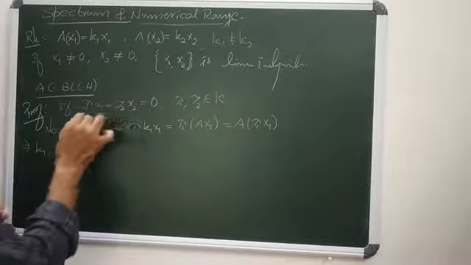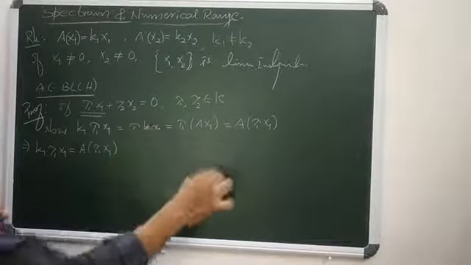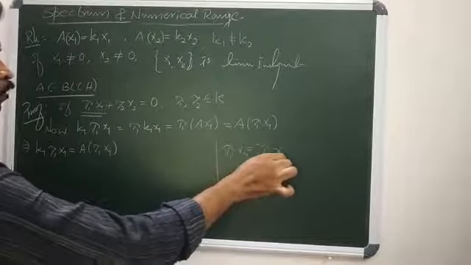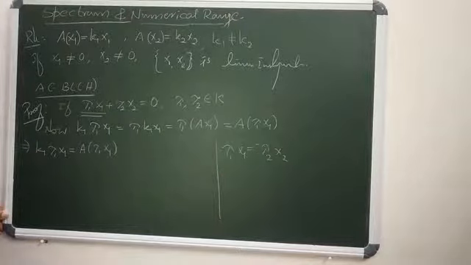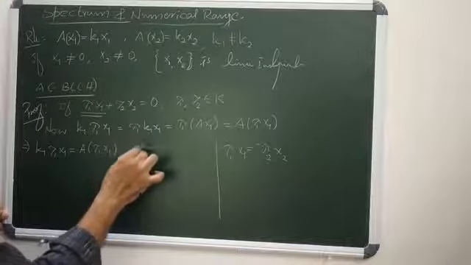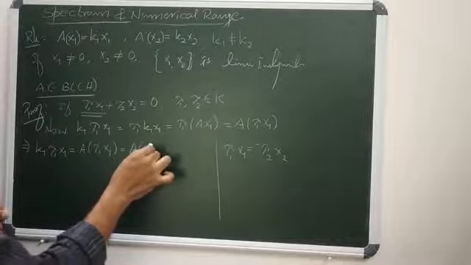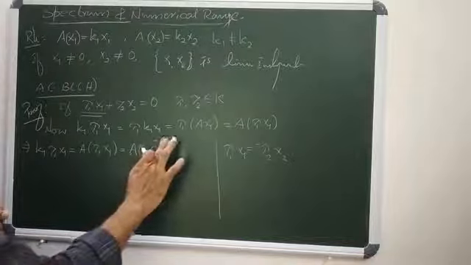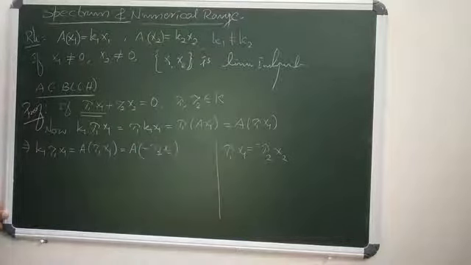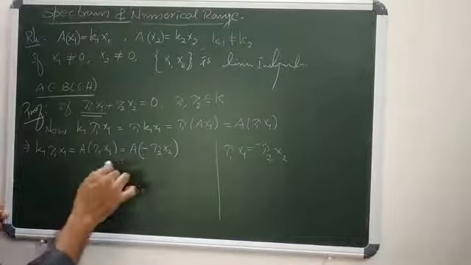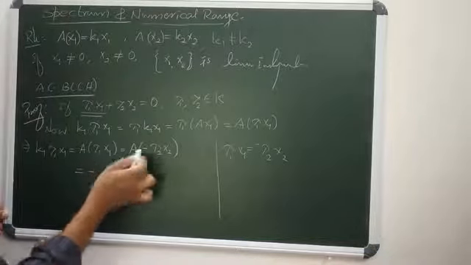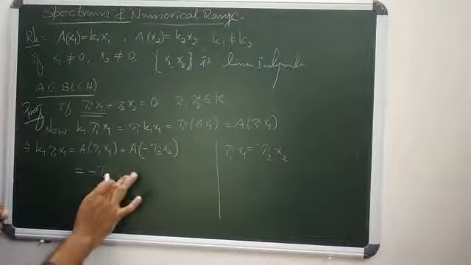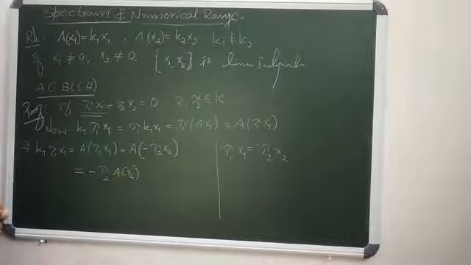But from here, what is lambda 1 x1? Lambda 1 x1 equals minus lambda 2 x2 from here. So this equals A of minus lambda 2 x2, which equals minus lambda 2 into A x2. Why? Because A is linear.